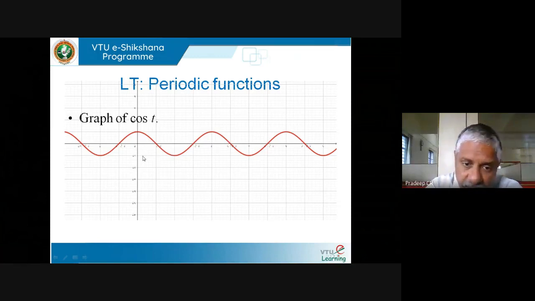Each length from here to here is pi by 2. Each vertical line is separated by pi by 2. So this is 1 pi by 2, 2 pi by 2, 3 pi by 2, 4 pi by 2, which is 2 pi. So this is 2 pi, that's correct. So you observe the cos function from 0 to 2 pi. How does it look? Here is the graph.